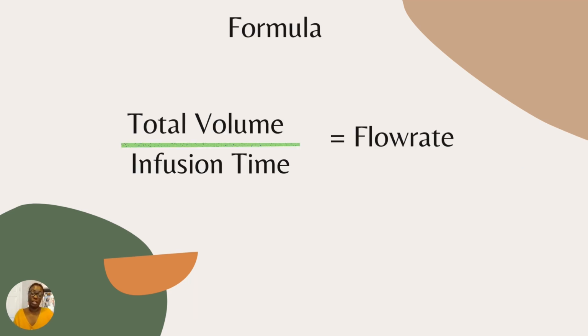So this is the formula to determine the IV flow rate, and it's very simple. It is total volume over the infusion time is going to equal the IV flow rate. So typically the total volume, at least in this, is going to be in milliliters. So our answers for this video are going to all be in milliliters per hour. So we're going to go ahead and get started with our first sample problem.